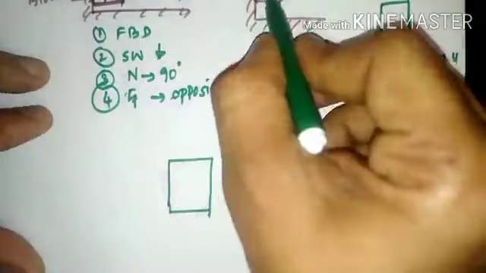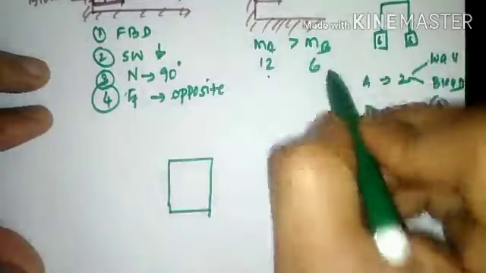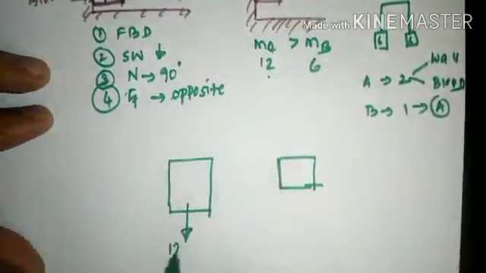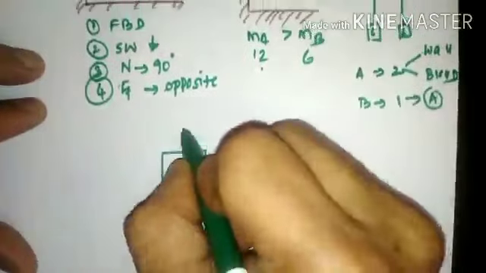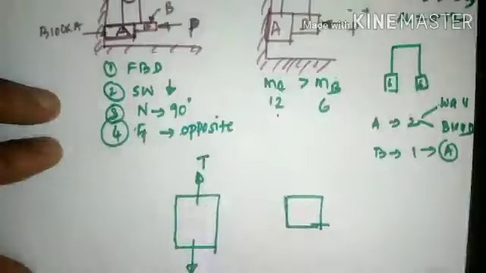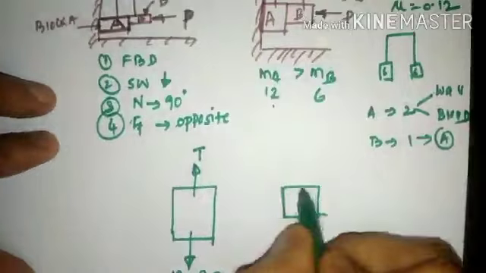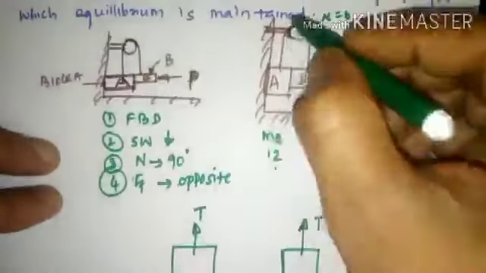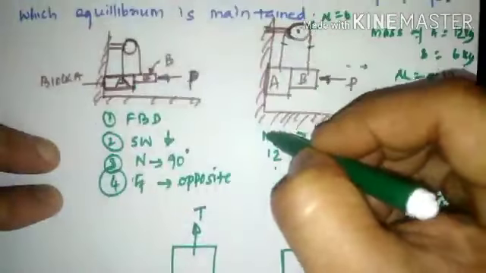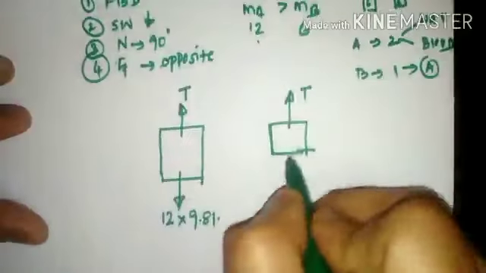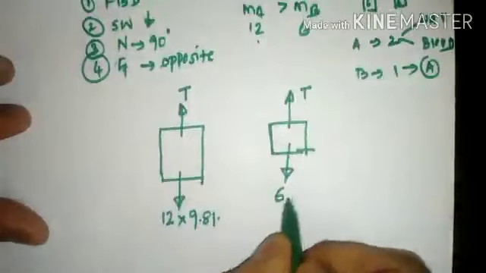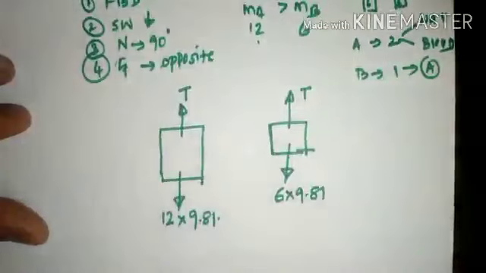Now, as block A's mass is greater than block B's, 12 kg will be shown in the downward direction. Converting 12 kg into Newton, 12 into 9.81. As this moves in the downward direction, the resulting tension force will be applied in the upward direction. As this is applied here, this force shall also be applied in the upward direction. Reason: if you happen to cut this particular string, 12 will move independently downward, 6 will also move independently downward. So 6 kg will also be shown in the downward direction, converting in terms of Newton, 6 into 9.81.